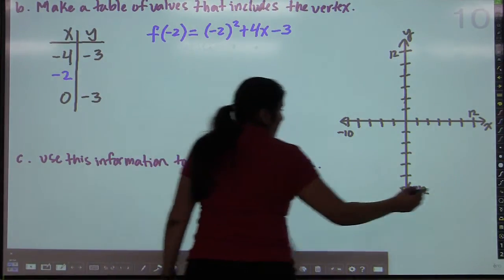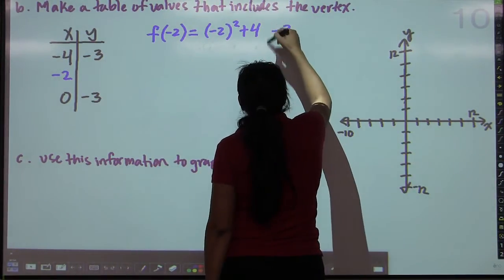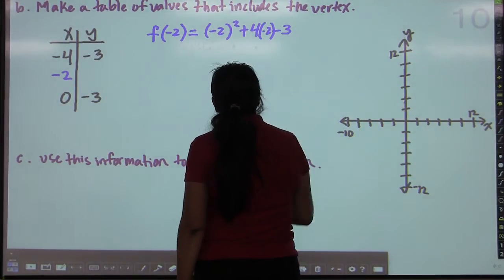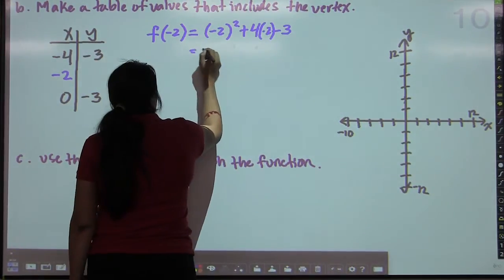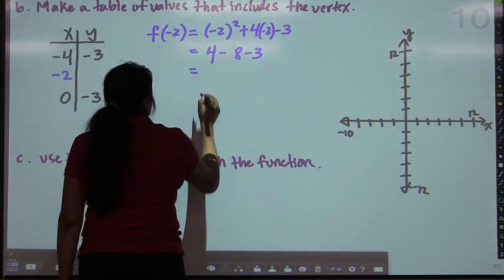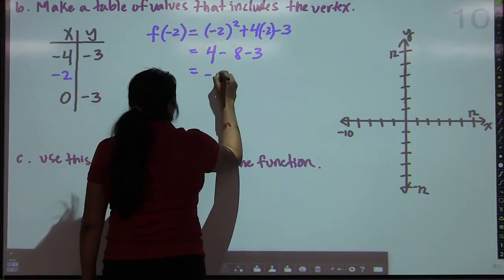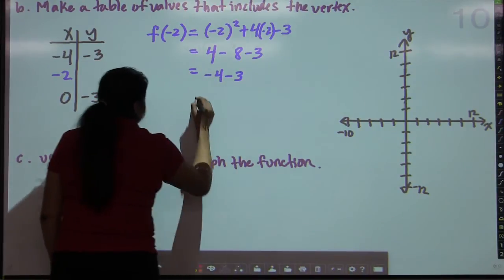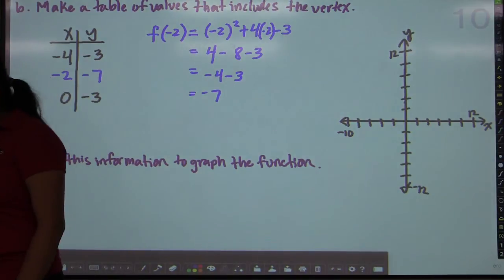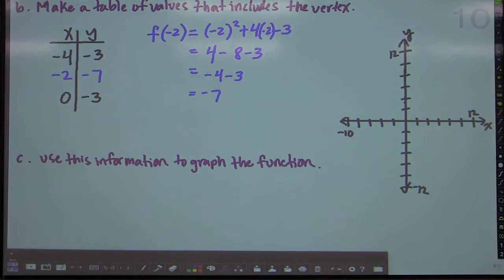And I need to replace my x with a -2 here, like that. And so I'm going to get positive 4 minus 8 minus 3, but 4 minus 8 is going to give me -4 minus 3, I'm going to get -7. So (-2, -7) is the actual vertex in this example.